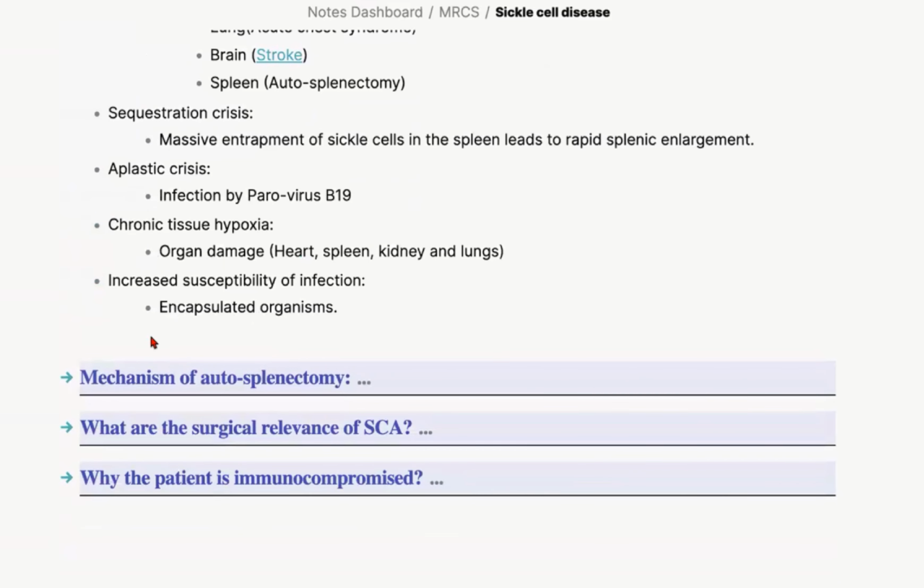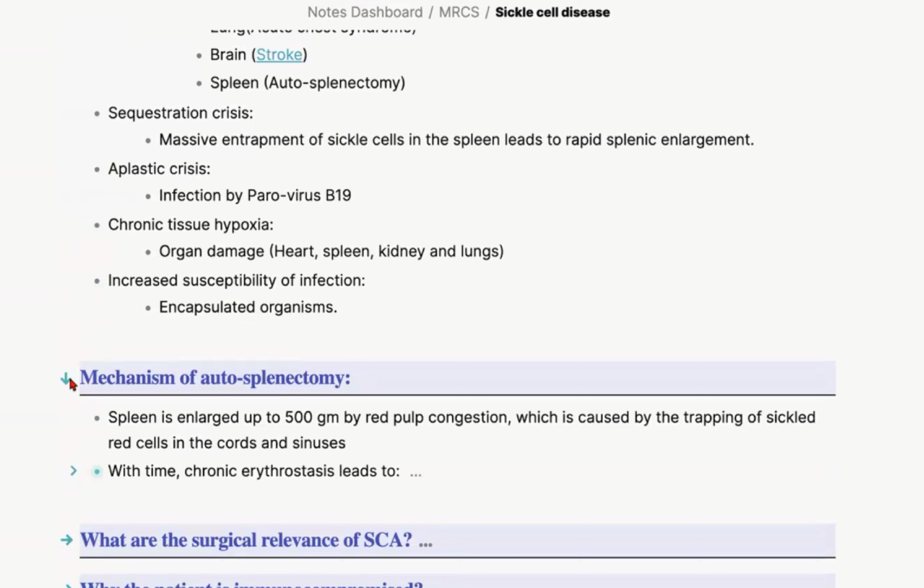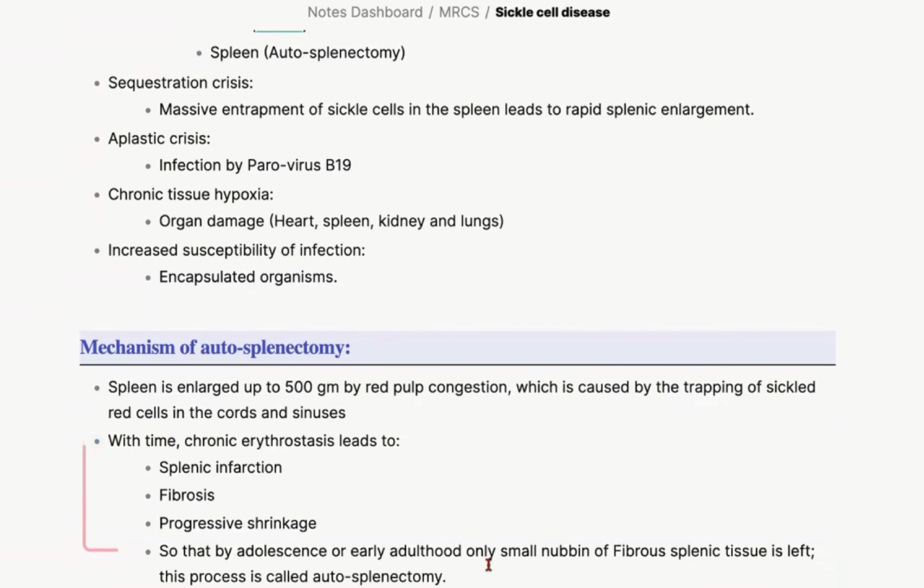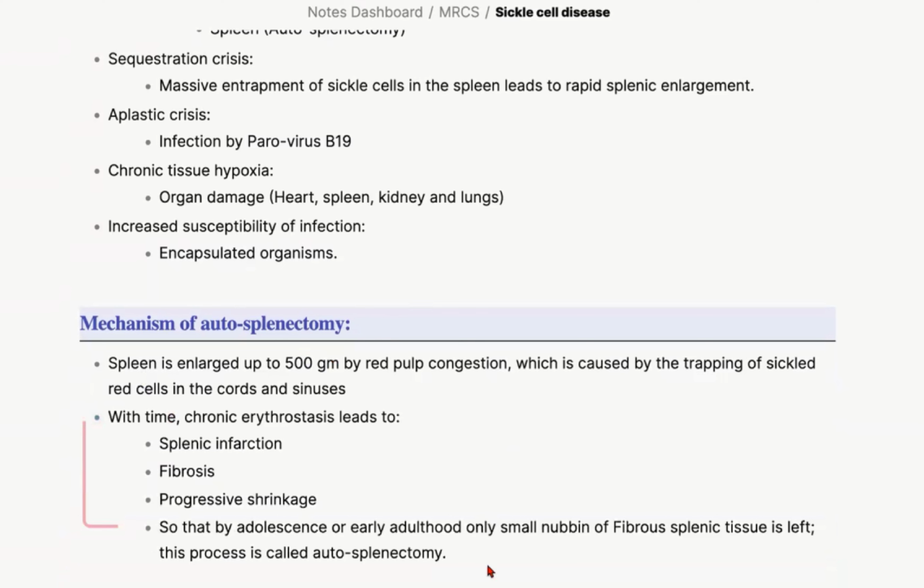The mechanism of autosplenectomy: here you're focusing on the initial engorgement or entrapment of lots of cells inside the spleen, leading to red pulp congestion. And then in the long term, this will happen multiple times during childhood, and this will lead to splenic fibrosis, infection, and the progressive damage of the spleen.